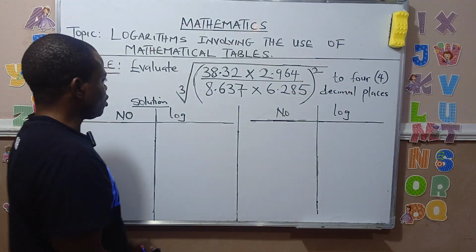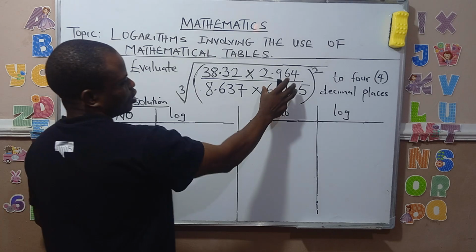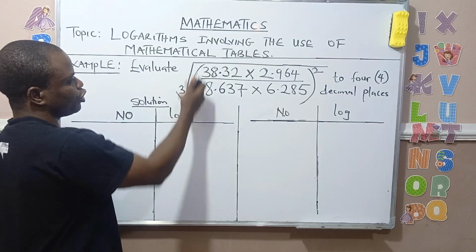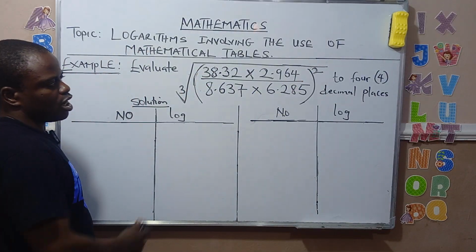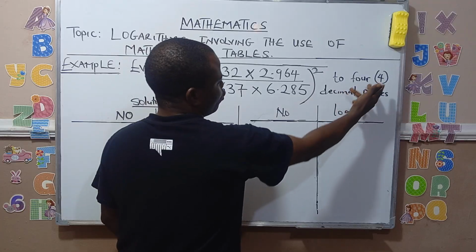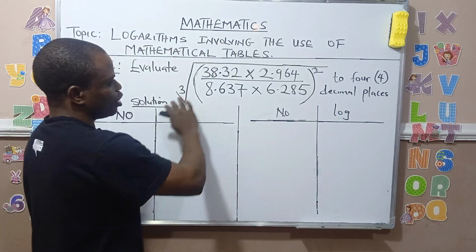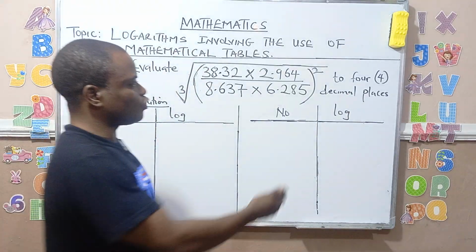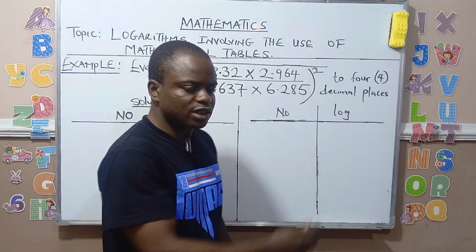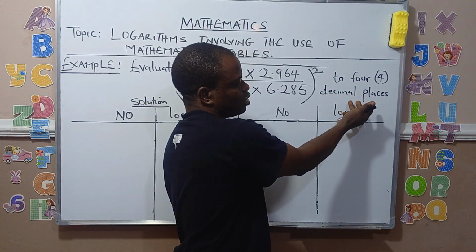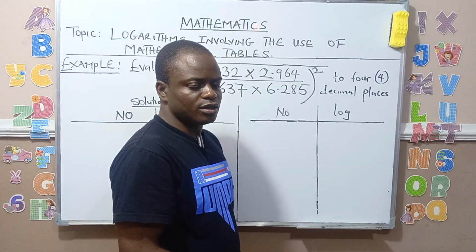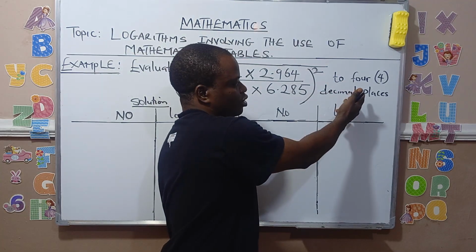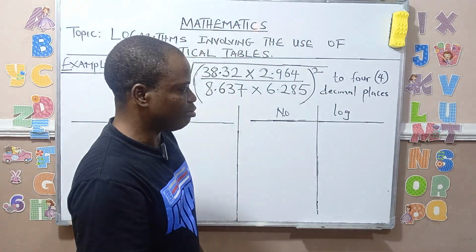We're going to divide the whole expression by 3 because the cube root covers the whole expression. And you have to evaluate it to 4 decimal places. The expression has to be in 4 decimal places. Please always follow the instruction. There's a mark awarded to the final answer. After getting the answer, you have to convert it to 4 decimal places.